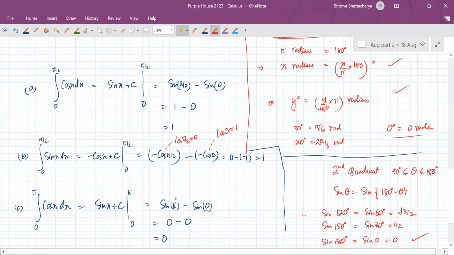Sir, that's how we get sine pi is 0. Yes. Sir, sine 180 we can write as cos 90. Yes, that's also correct. We can also write it as cos 90. Sir, so cos 90 will be 0 and then the answer came. It will be okay, no? Yes, yes. Okay, sir.